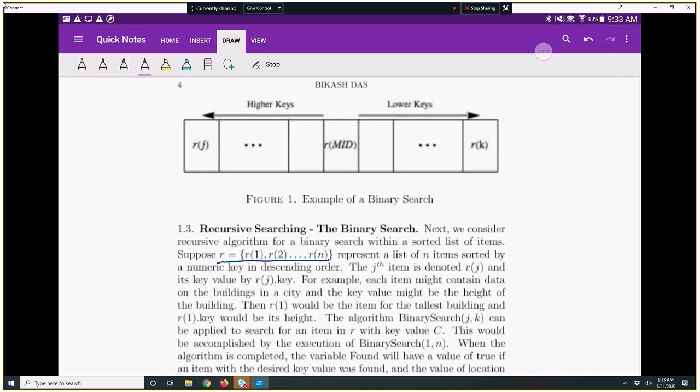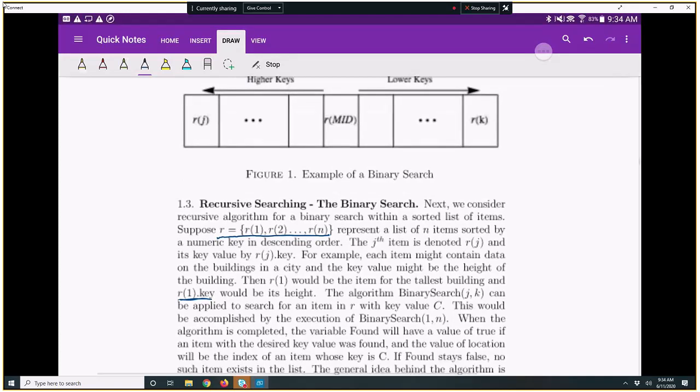So for example, they give the example that each item might contain data of the buildings in a city, and the value might be the height of the building. Then R1 would be the tallest building, and we'll denote R1.key as its height. Then Rn would be the nth tallest building, and Rn.key would be its height.